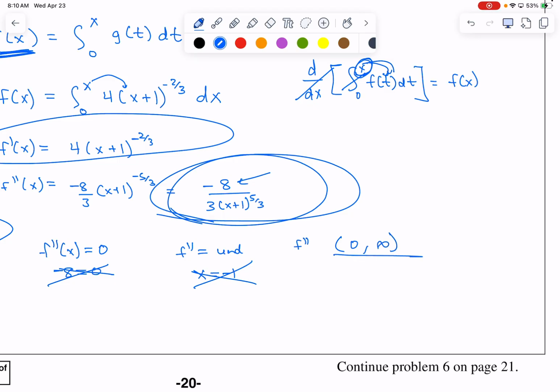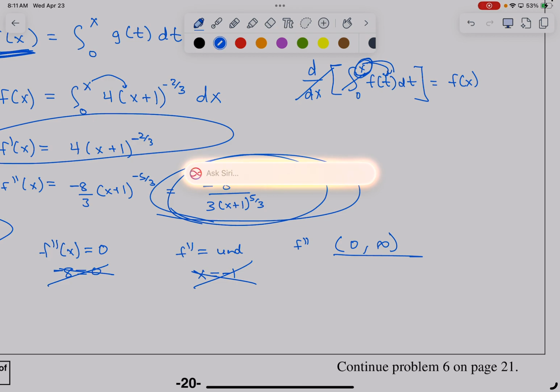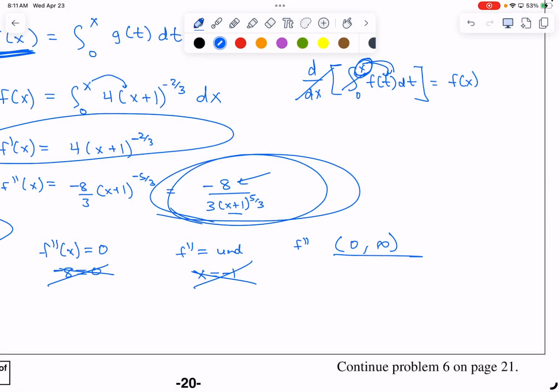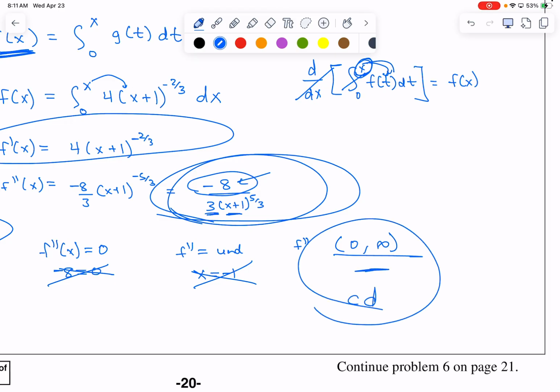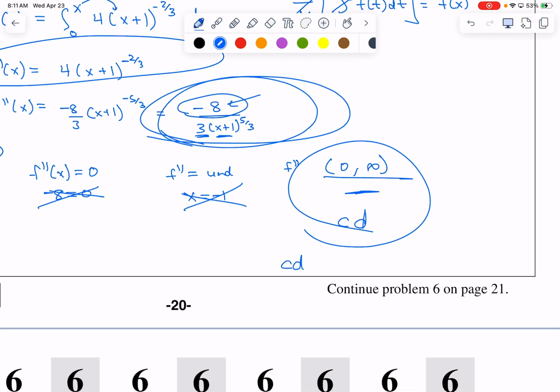Let's plug in a test value. Plug in 1. What are you going to get when you plug in 1? The bottom's going to be positive, very good. The bottom will be positive, and the top is negative. So what's a negative divided by positive? Negative. So it's always concave down. You'll say it's concave down because f double prime is negative. And that would get you the last point.